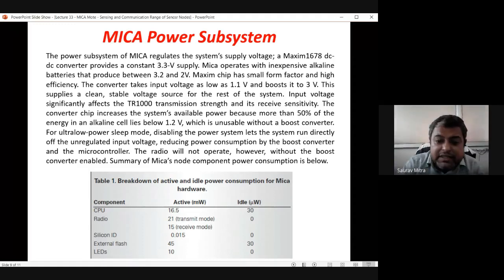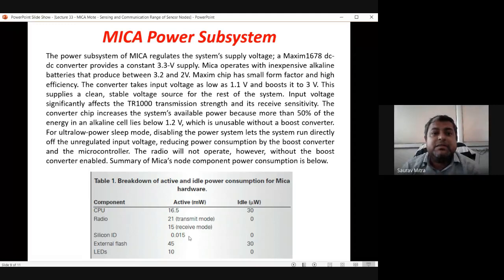So only these two things are important. Whenever the node is idle, which two things are consuming power? When the node is idle, the CPU is consuming power, that is 30 microwatt. When the node is idle, the external flash is also consuming power, which is 30 microwatt. And all these other values are active power, in milliwatt.